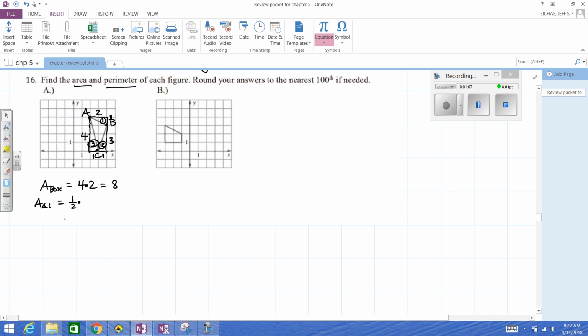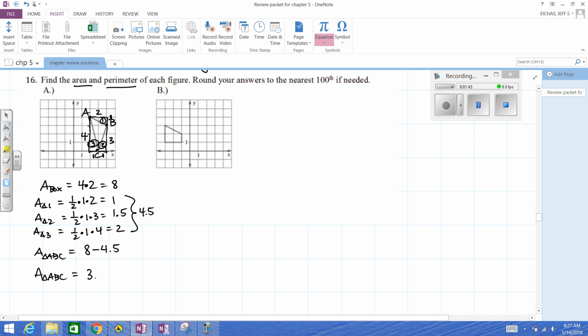All right, area of triangle 1. Now be careful, it's a triangle, so we have to use half base times height. And sometimes you do get a decimal. That's going to happen here in triangle 2, 0.5. Area of triangle 3, it's a half times 1 times 4. Okay, I usually add those together, and then, for the area of triangle ABC, I'm going to take 8, the box, and subtract all the extras away. So the area of triangle ABC is going to be 3.5. Okay, so that's the area.